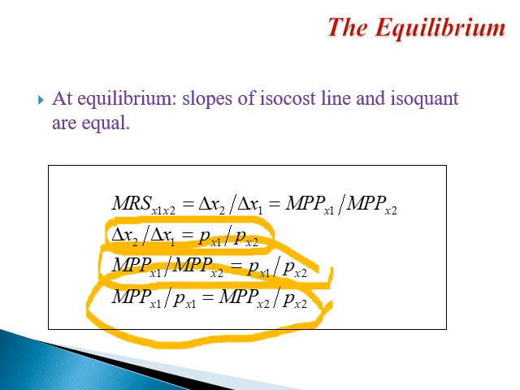The three are the same, but remember, this one is not the condition. The one that I ticked right now is not the condition. This is the definition of MRS. It is either delta x2 divided by delta x1 or MPP x1 divided by MPP x2. So never write this one as a condition. Don't do that. The conditions are here, here, and here. All three say the same thing, but the first one doesn't say the same thing. The first one says that delta x2 divided by delta x1 is the same as MPP x1 divided by MPP x2.